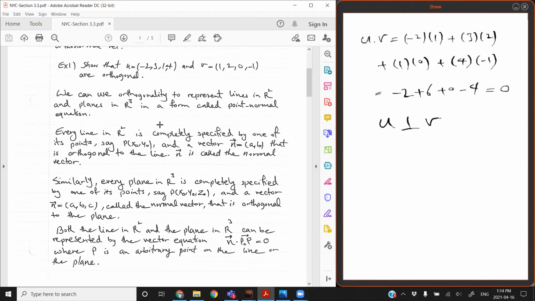I want to emphasize here that what I'm going to teach you about point normal equation is only useful to describe a line in the two-dimensional space, the xy plane, or a plane in the three-dimensional space, the xyz coordinate system. So I cannot use this to describe or represent a line in R3 or a line in R4 or a plane in R4. It's very limited. Yes, only used for lines in R2 or planes in R3.